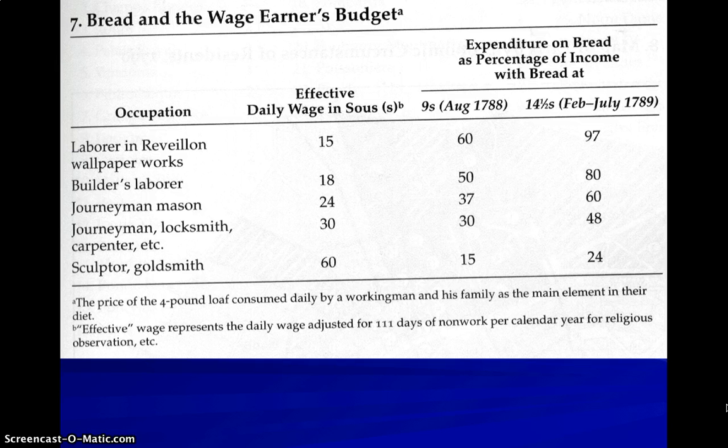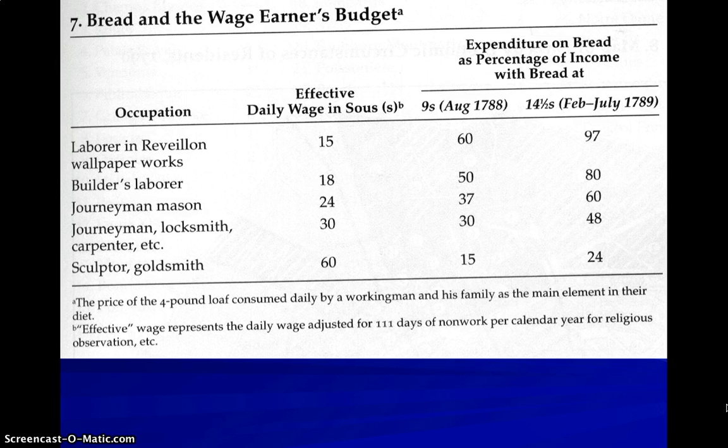In 1789, a year later, it has skyrocketed to 97%. That means that they spend 97% of their money just on bread. That leaves 3% for everything else. The builder's laborer in 1788 spends 50%, and that jumps in 1789 to 80%, leaving only 20%. The journeyman mason likewise has a jump, although not as drastic. 37% of his money spent on bread jumps to 60%.